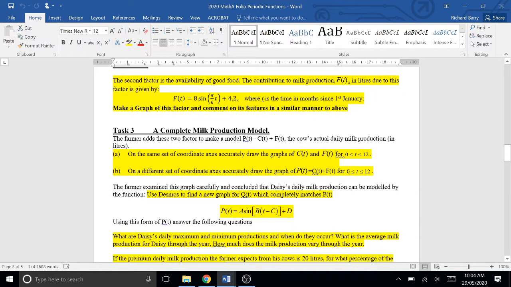So up to Task 3, and it asks us on a coordinate system to accurately draw these two graphs together and compare. It should say the word compare them. So I'm just going to add that in. I think it says that on your document, maybe.